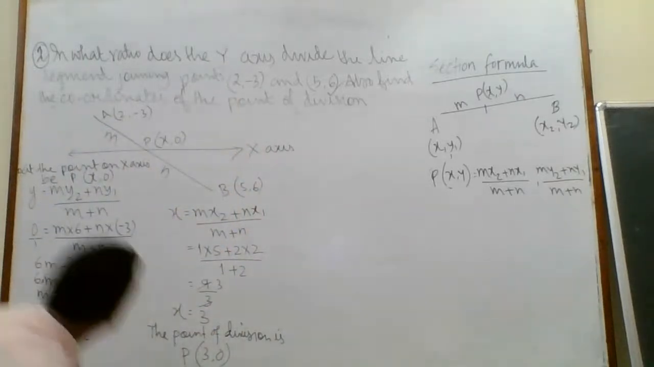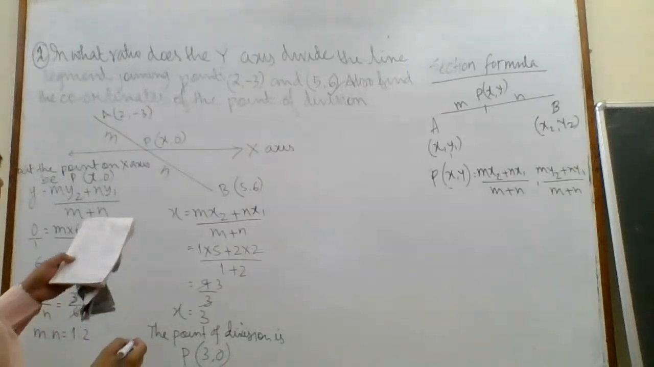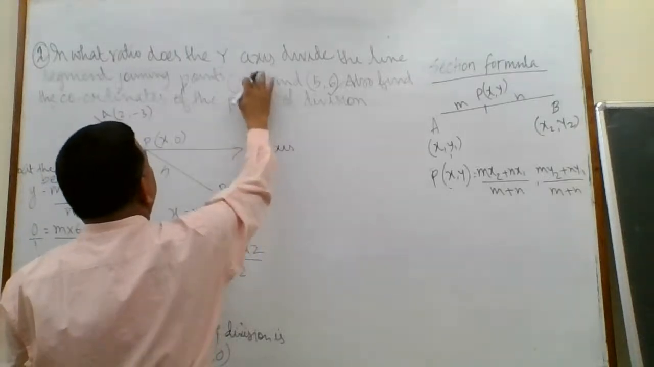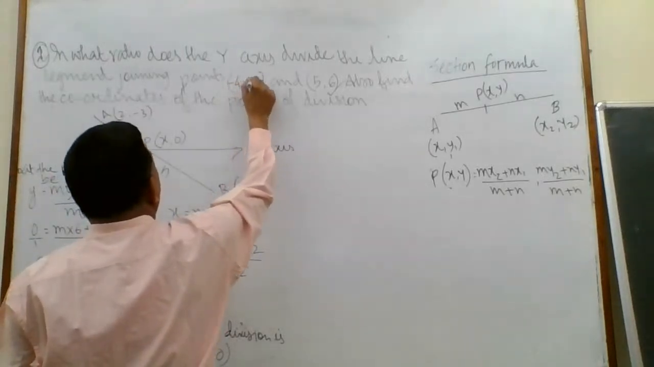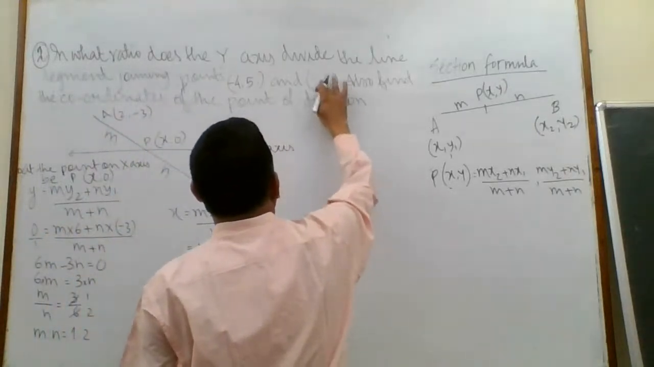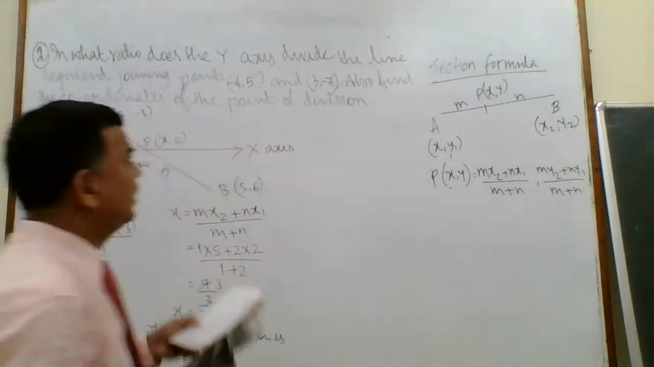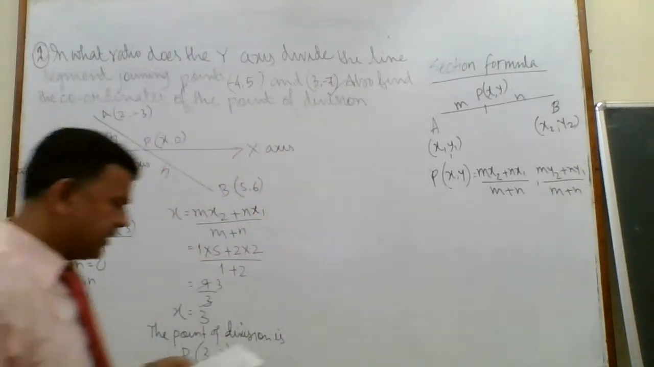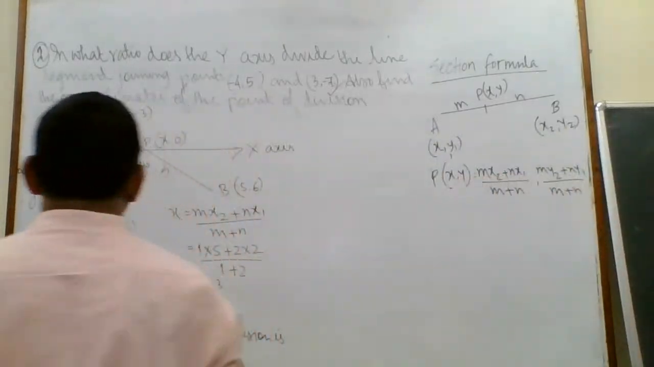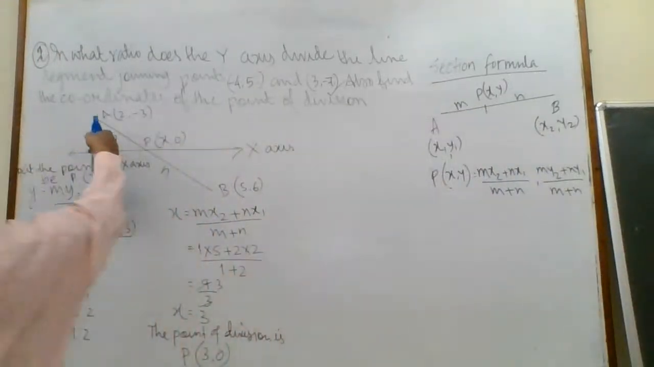In what ratio does the y-axis divide the line segment joining points (-4, 5) and (3, -7)? And the second part remains the same: also find the coordinates of the point of division. So the only change has come in the form of x-axis into y-axis.